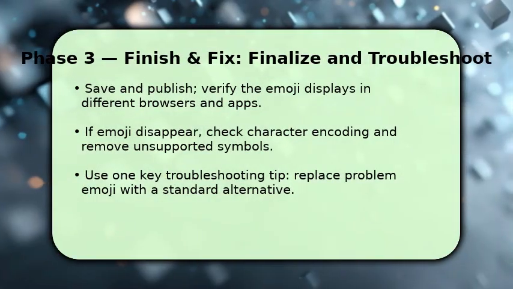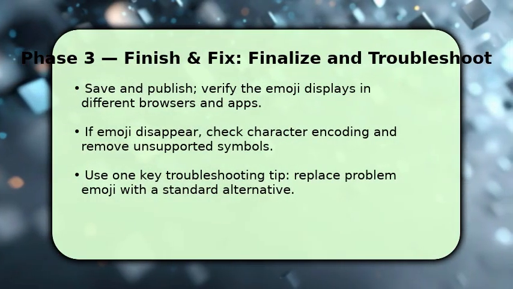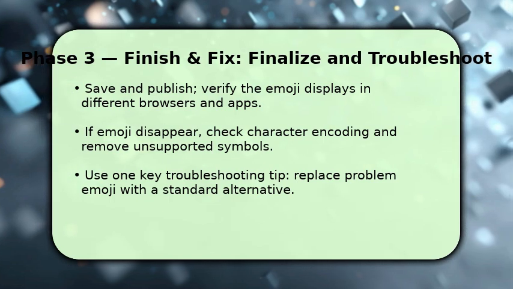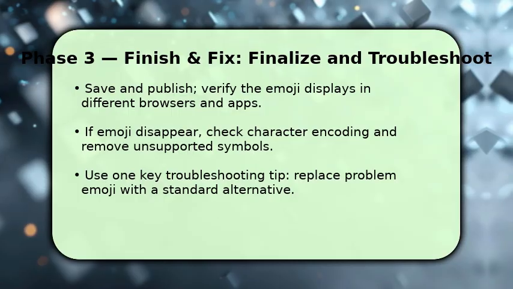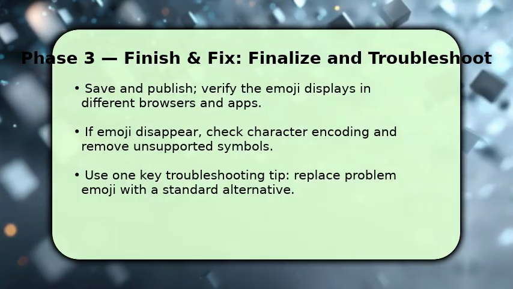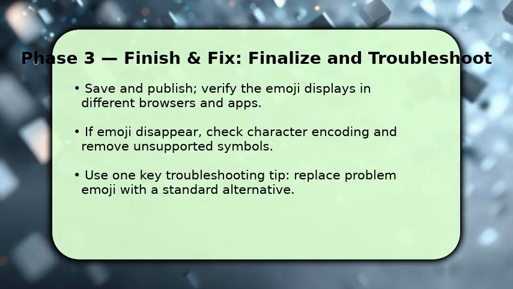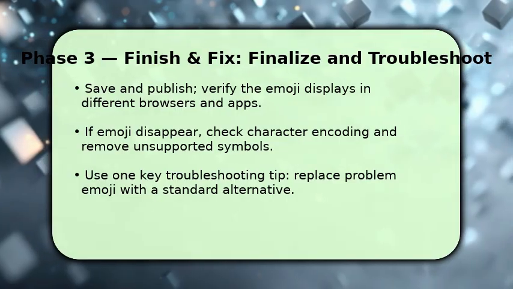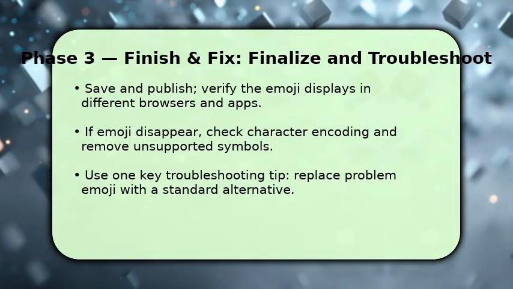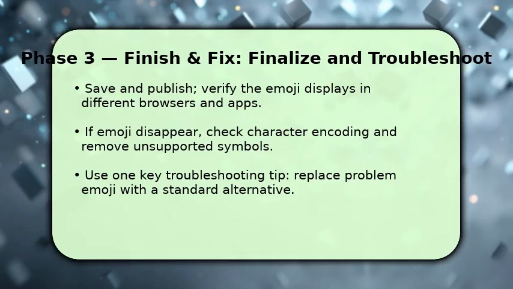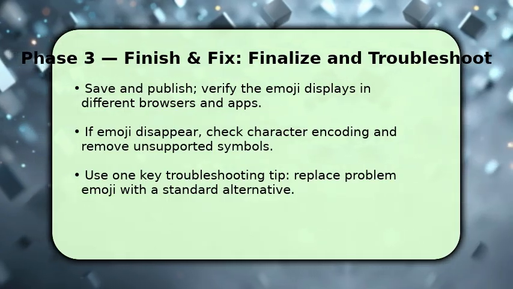You finish by saving and publishing, then immediately verify the emoji displays across browsers, the YouTube app, and incognito mode. If an emoji vanishes or shows as a blank box, that often means character encoding or unsupported glyphs. Remove the suspect symbol and replace it with a standard emoji from the platform picker. Once done, republish the change and double-check.